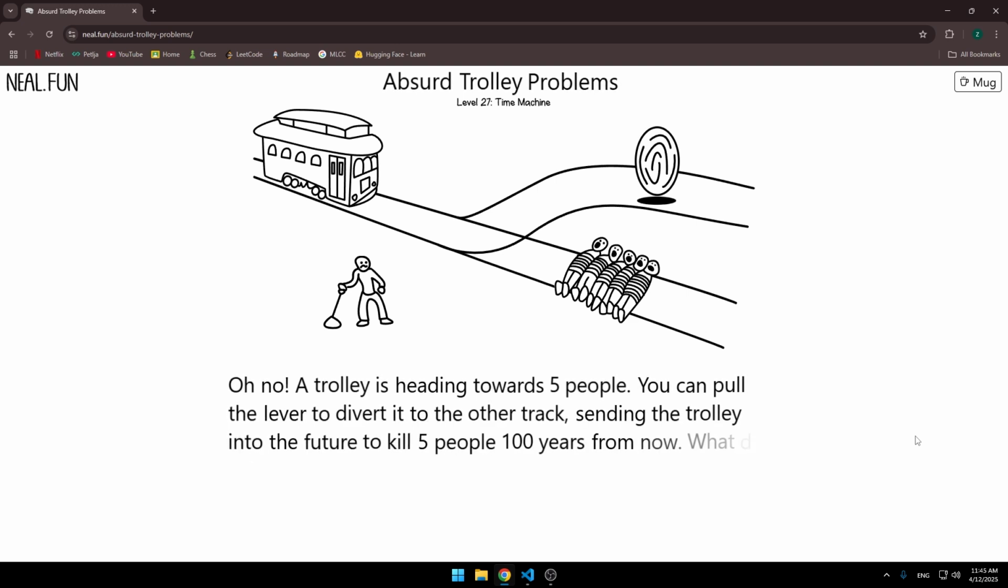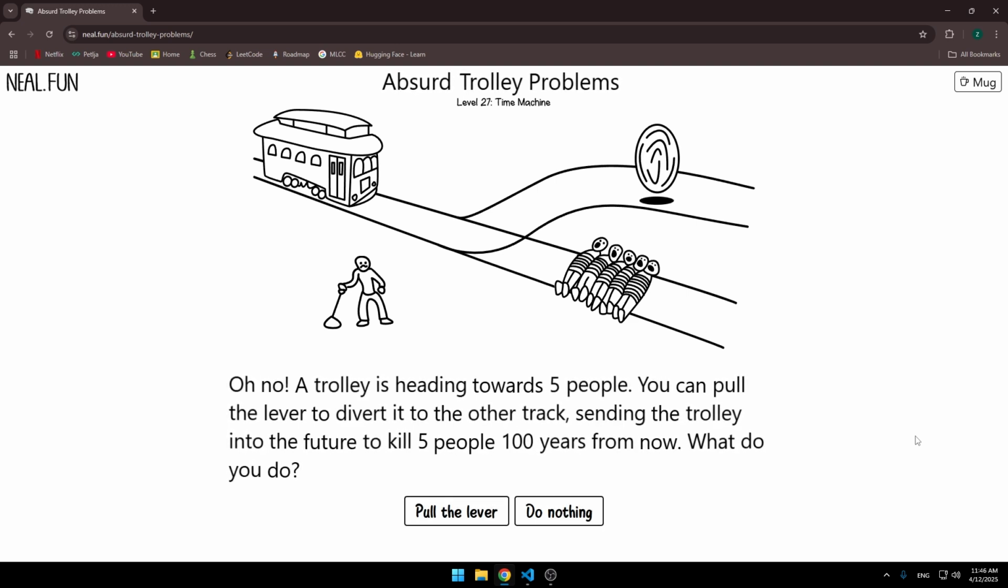Oh, look at this time machine. Okay, nice. Oh no, a trolley is heading towards 5 people. You can pull the lever to divert to your track, sending a trolley into the future to kill 5 people 100 years from now. What do? I think we just kill them 100 years from now, because I won't feel the consequences of that. Will the AI? Do nothing.